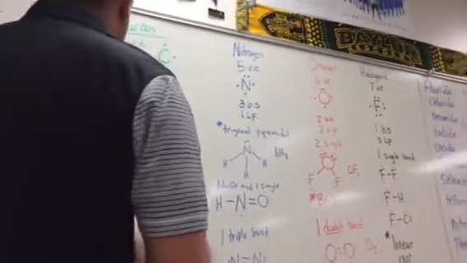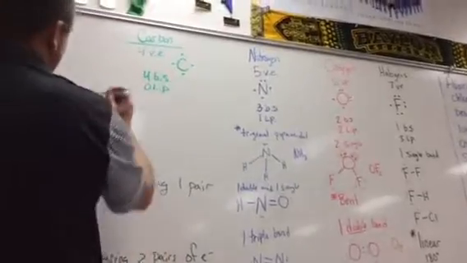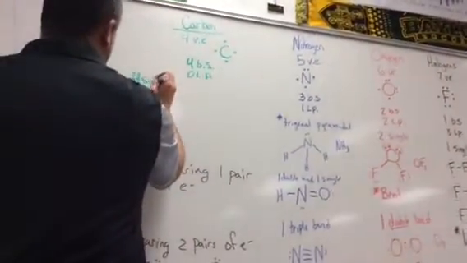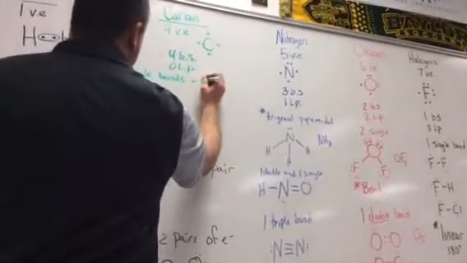So what are the ways that you can make 4 bonds? Well, it can make 4 single bonds. And if it makes 4 single bonds, that geometry is called tetrahedral.